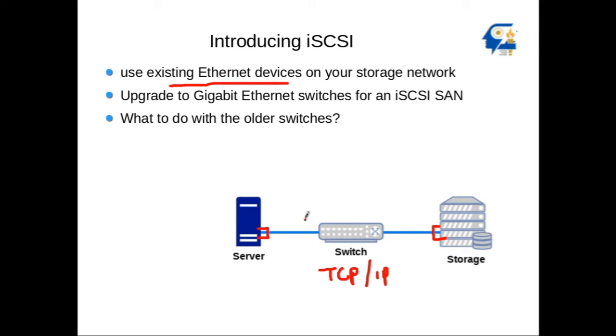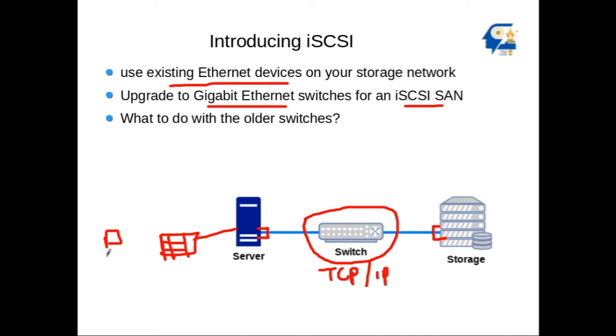Now, over time you may want improved performance and you are planning to upgrade your switch to a gigabit Ethernet switch for your iSCSI SAN. In that case, you may wonder what to do with the older switches. Well, these older switches can be used to connect your clients. All your clients can be connected to this switch in order to interact with the server.